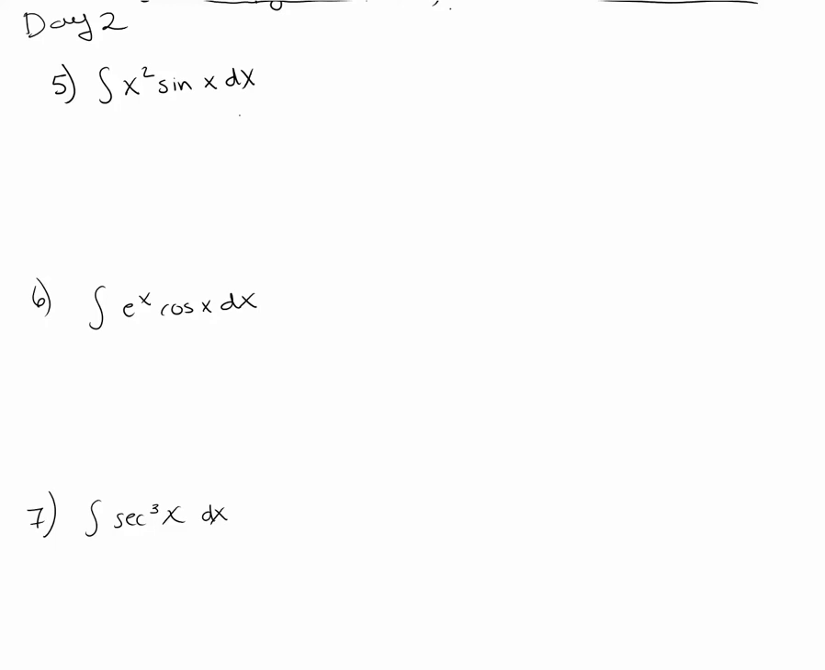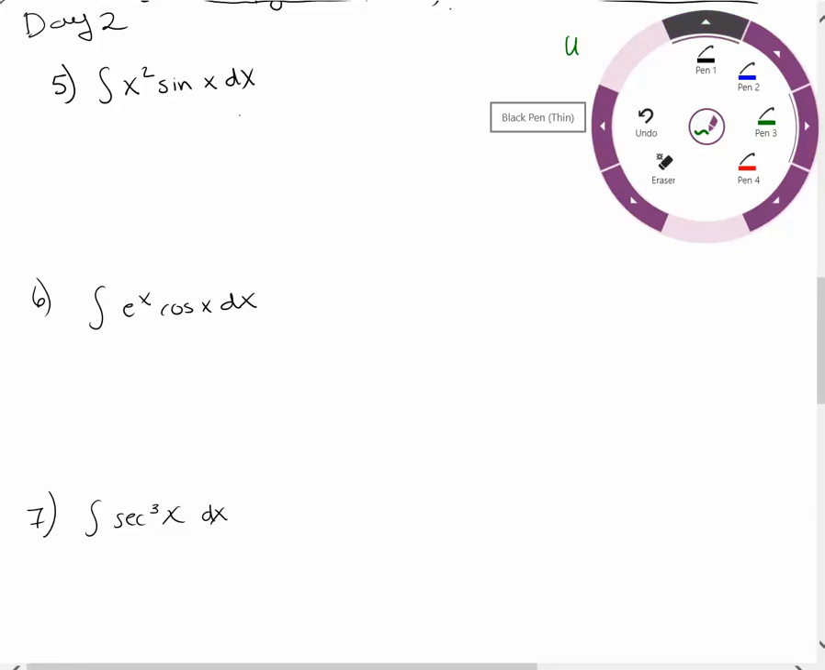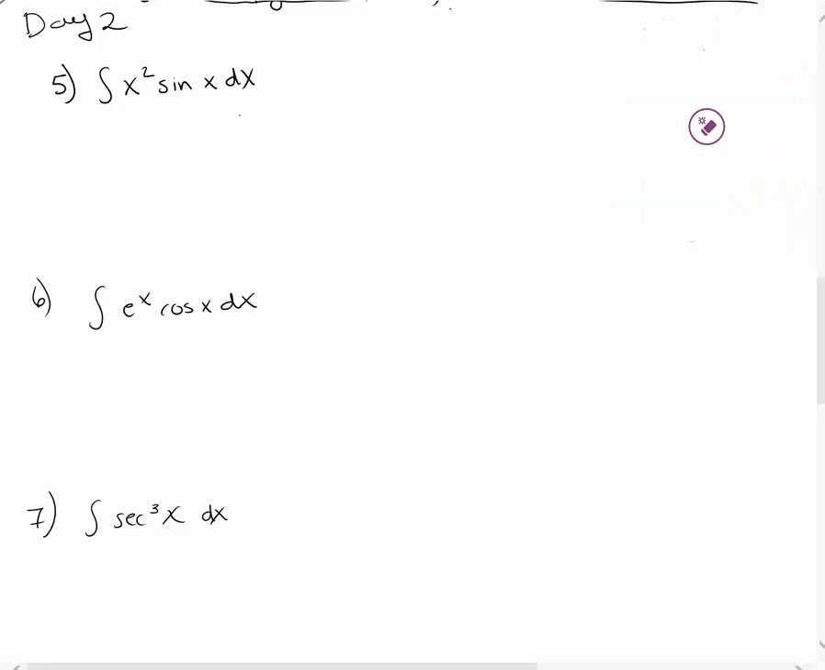This is day 2 of integration by parts, and we're going to talk about the repeated use of integration by parts. So if you look at number 5, you can see that you can't integrate this normally. So we're going to use integration by parts, and we need to figure out what u and dv are going to be. Okay, so u should be x squared and dv should be sine x.